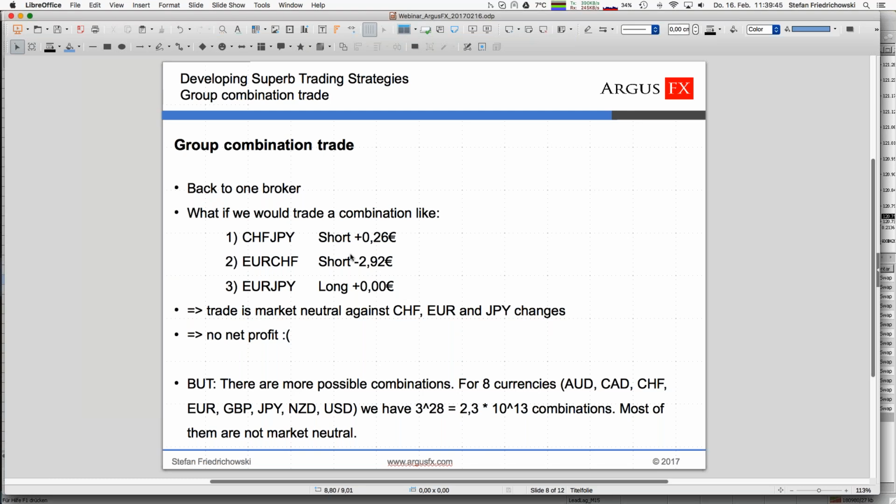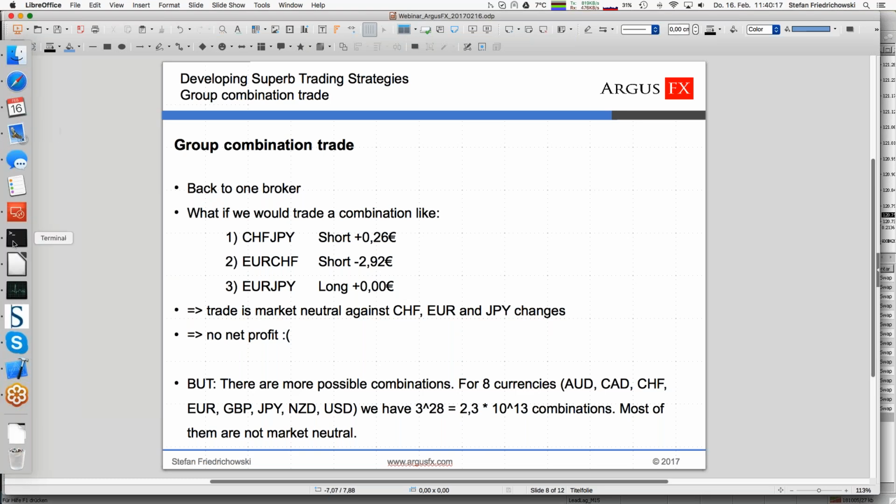Okay, but we have more opportunities. Let's think about that in general. What I did up to now is I looked at eight currencies. And what we now can do is we can do a lot of combinations with those 28 forex pairs. But by the way, most of those combinations are not market neutral. What do I mean here?